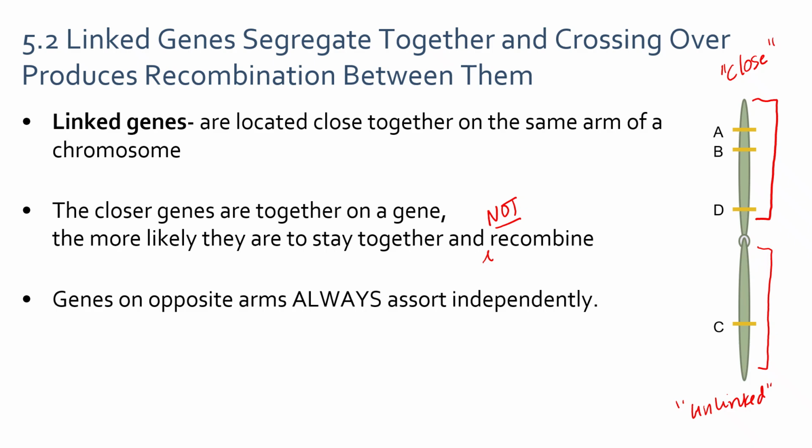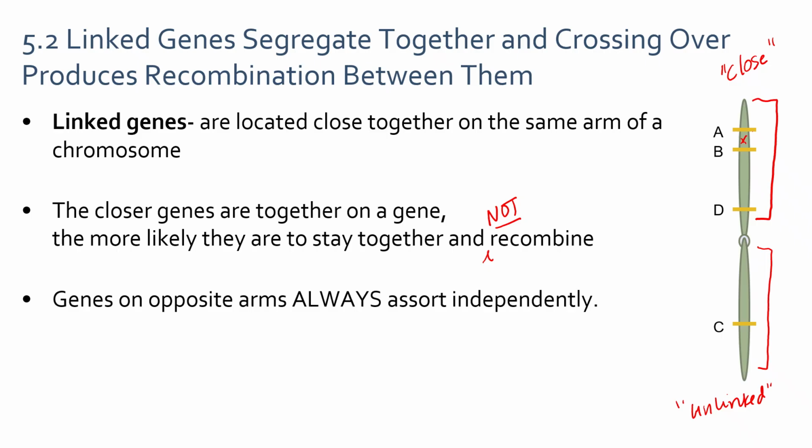So if they're really, really close together, it is less likely that some sort of crossing over event would happen in between them. So we just have A and B placed here. A and B are pretty close together. So the chance that there's going to be a crossing over event right there in the middle with another homologous chromosome is pretty unlikely compared to the chance that there's going to be crossing over between A and D. And there's less chance between A and B than there is between B and D.